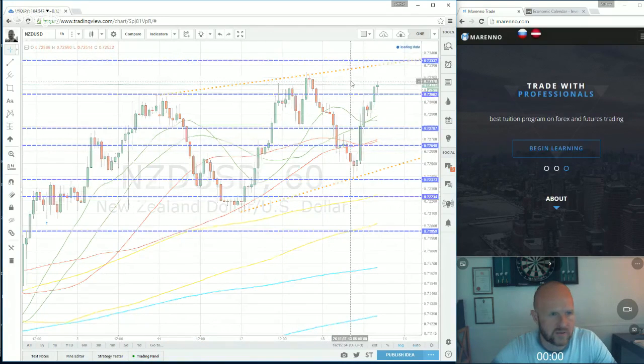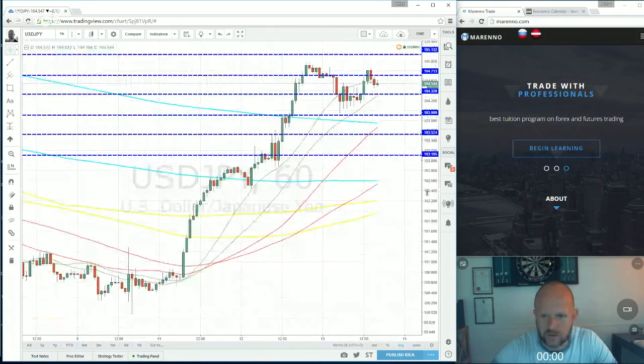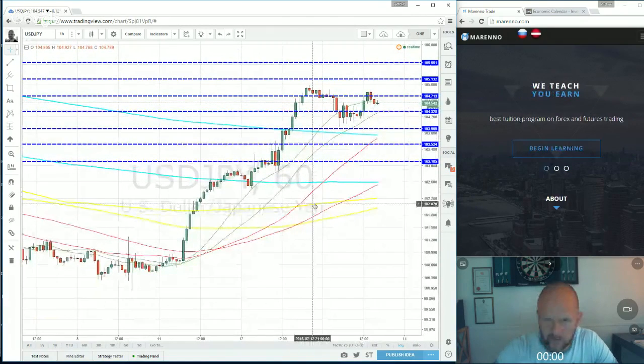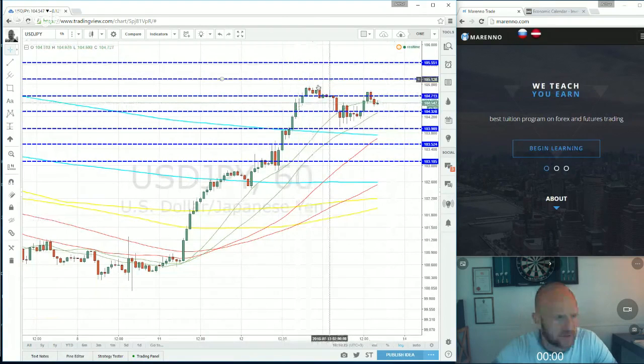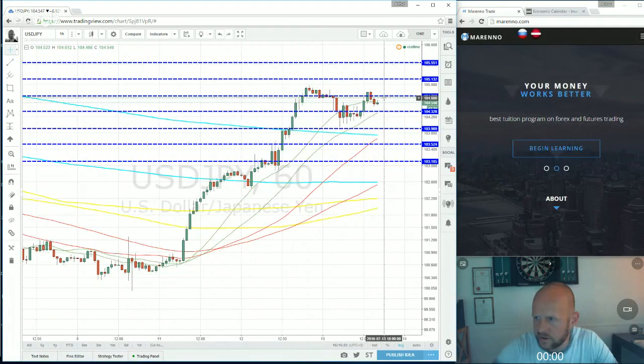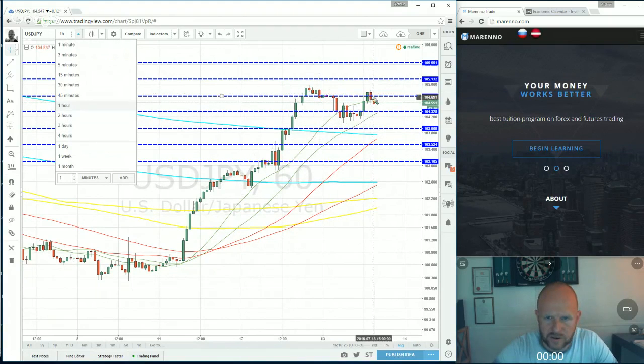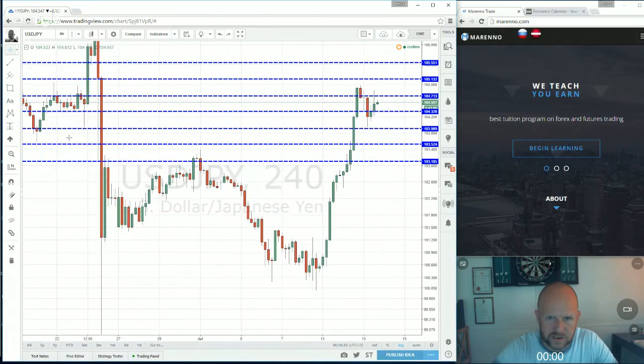Let's go further. Dollar yen. All right. So for now, I'm still looking to sell it. I'm still searching for a better short entry opportunity. So what I want to see is actually a day closure around the area where it is at the moment, and it's better to be at the bottom here at 104.328, somewhere around here.